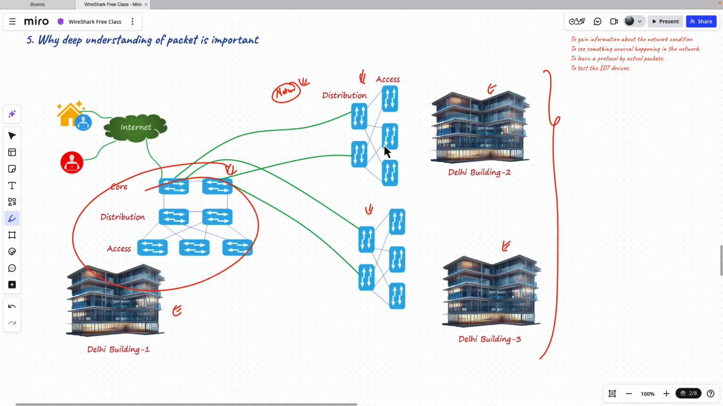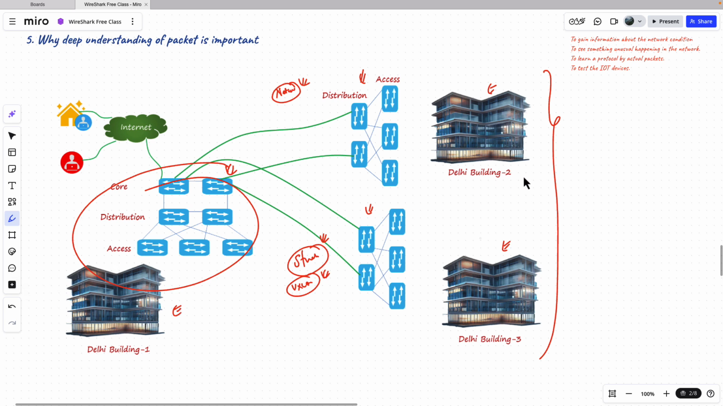The third thing is, if you want to learn any protocol, if you're a student, right, or if you are a network engineer, you want to learn a new protocol like VXLAN, believe me, understanding of WireShark is so important, right? Because you can see the packet in actual right there, right?